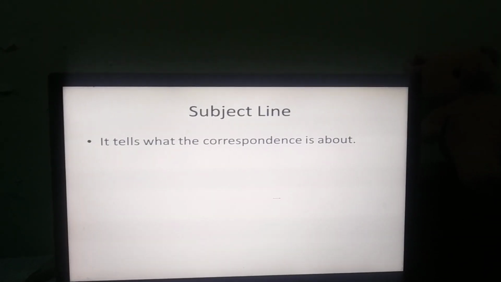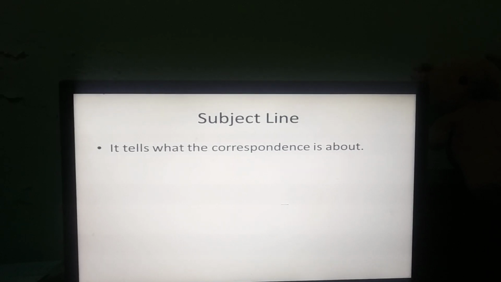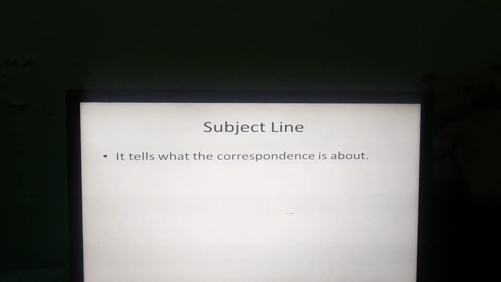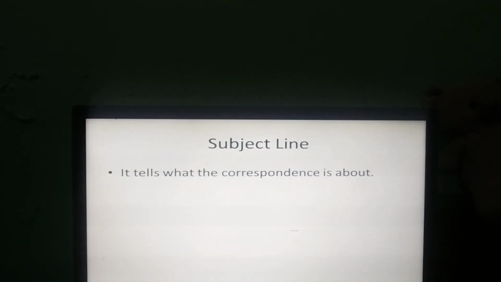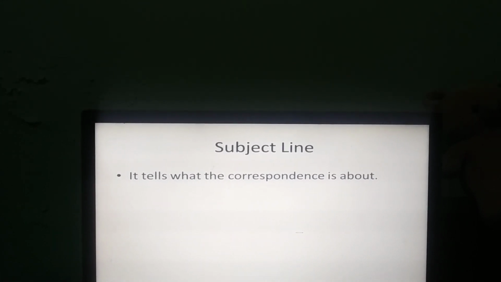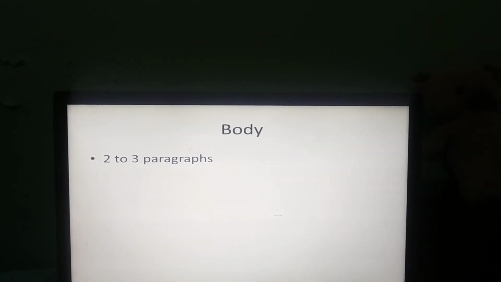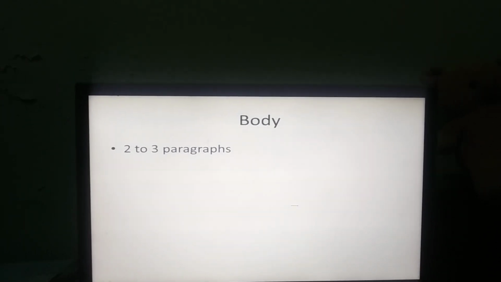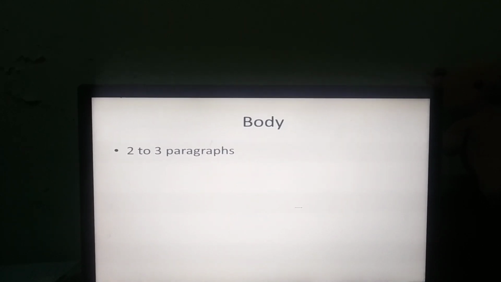Subject line is also very important because it tells what the correspondence is about, so the reader gets to know what kind of information we are going to share. With this subject line, the reader would understand the letter. Body part is very important because here you explain everything. We discussed in the last video how we are supposed to write the body of a letter.